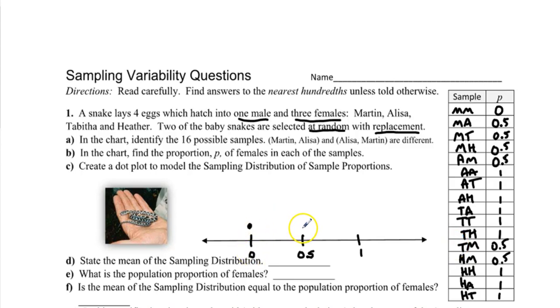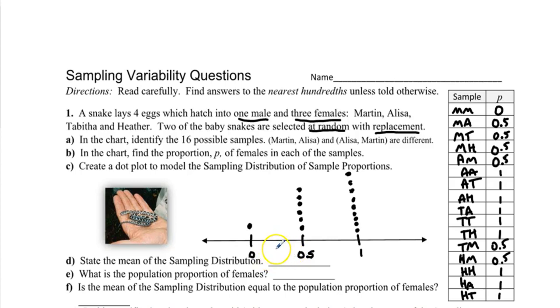Okay, so hopefully you paused and you have something like this. You've got 6 dots at half and 9 dots at 1. Okay, something like that. So we can see the sampling distribution.